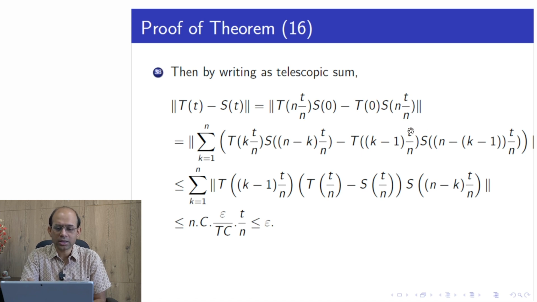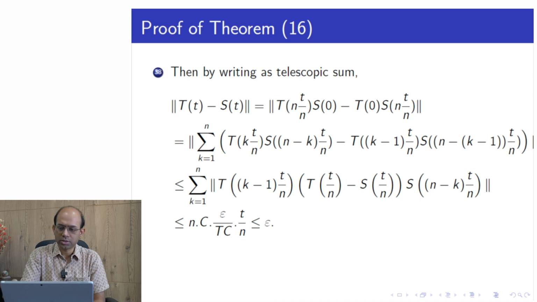And then the last term, what would survive the telescopic sum from here, where k is equal to 1 would occur, because the first term where k is equal to n occurs. Let us cross verify here. When k is equal to 1, then T of 1 minus 1 is 0, so T of 0. And then S of n minus 1 minus 1, 1 minus 1 is 0, so S of n. So it is clear that this difference is written as a telescopic sum of small differences.